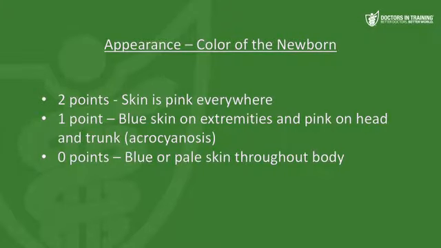So, let's dive in. A for appearance, meaning the color of the newborn. A newborn's skin ought to be pink throughout, regardless of race or ethnicity. 2 points would be awarded if the skin is pink everywhere. 0 points would be awarded for a newborn that is blue or pale skin throughout the body, and 1 point for somewhere in between, with blue skin on the extremities and pink on the head and trunk. This is called acrocyanosis and is what almost all newborns actually look like at the 1 minute mark.